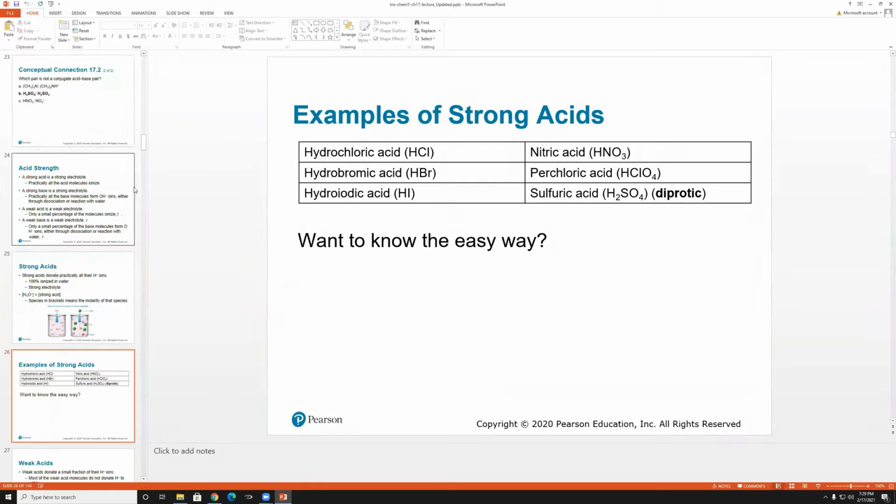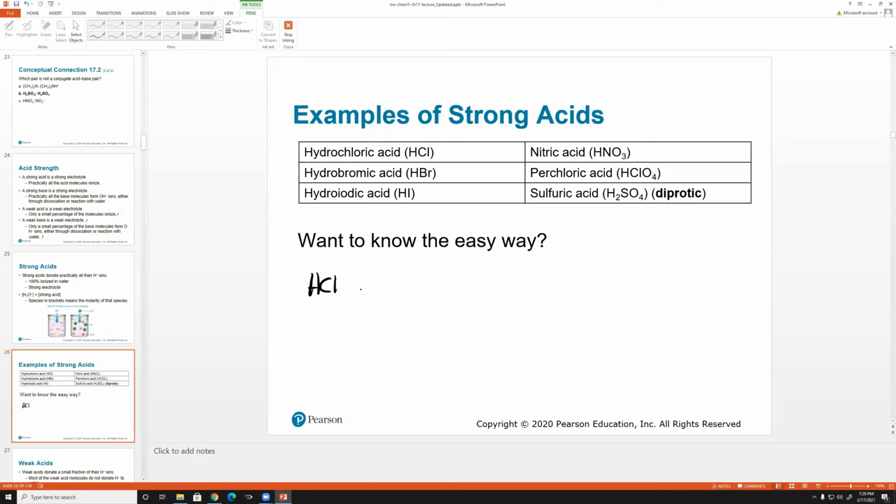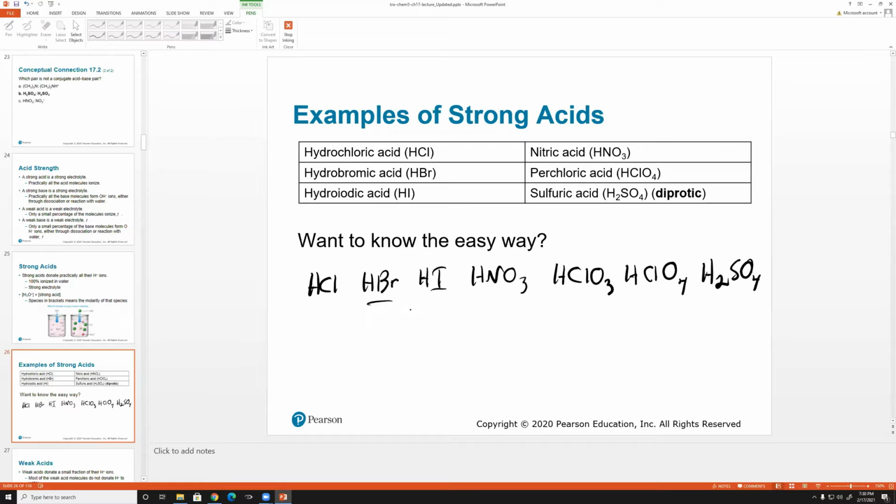And I gave my little mnemonic for the strong acids, and that's Hickel, HCl, Hibber, HBr, Hi, Hino, which is HNO3, Hiclo, where there's actually two Hiclos, HClO3 and HClO4, and then Hiso, H2SO4, sulfuric acid. So these are the main strong acids that you should know, which is Hickel, Hibber, Hi, Hino, Hiclo, both Hiclos, and Hiso. So that's the best way to memorize it.